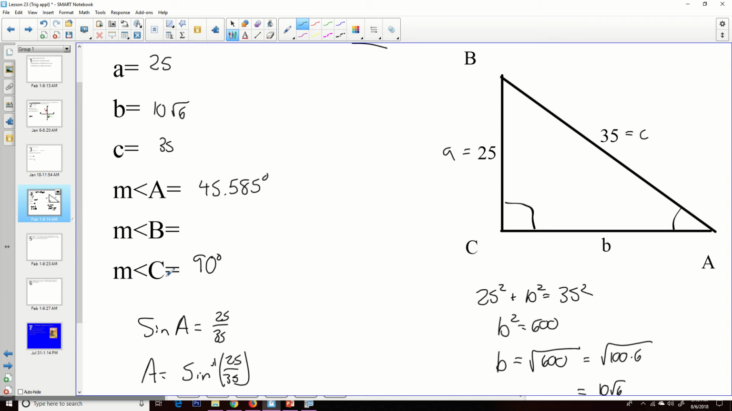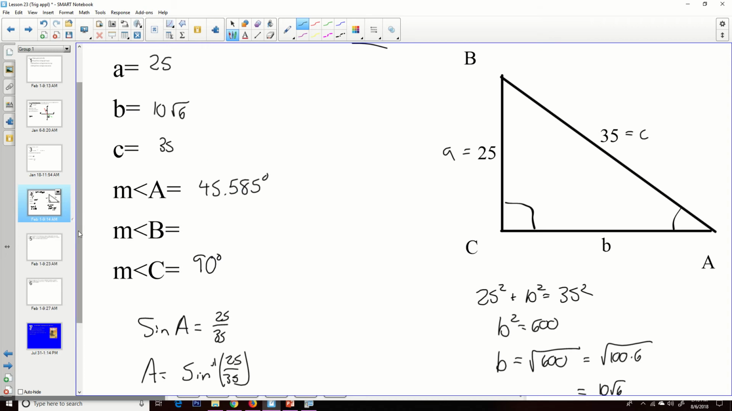Now, here's what I was talking about when I said using a derived answer. We know from geometry that if you add up the three angles of a triangle, they'll equal 180 degrees. So I am only missing one. I could go 180 minus 90 minus 45.585, but I am using a derived answer. I have rounded this answer, so there's the possibility of a little bit of error.